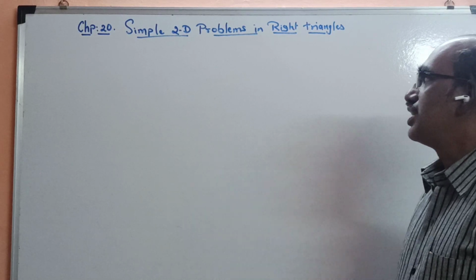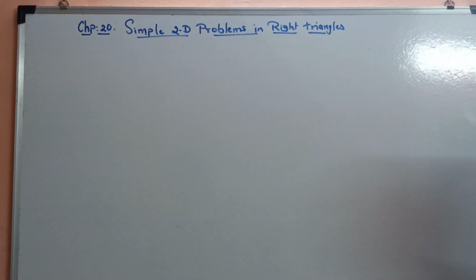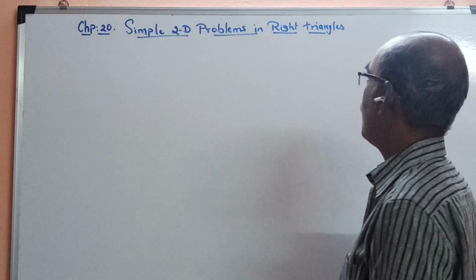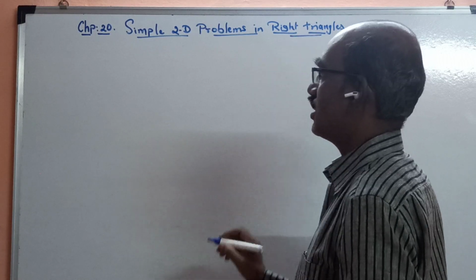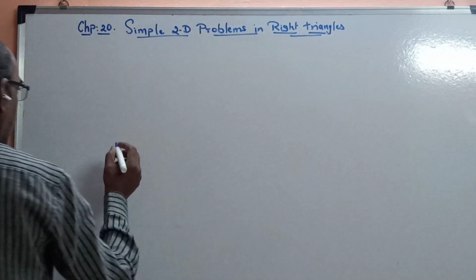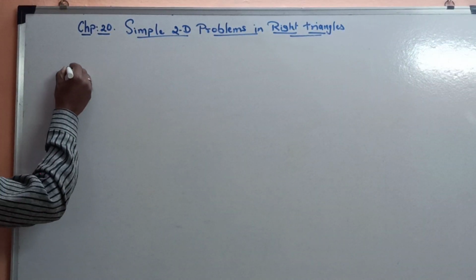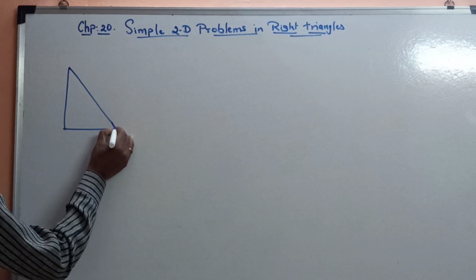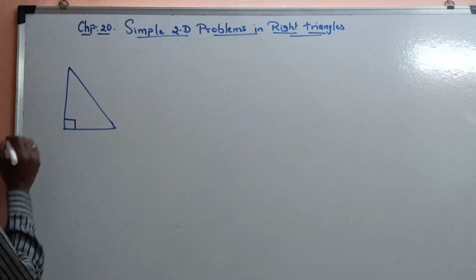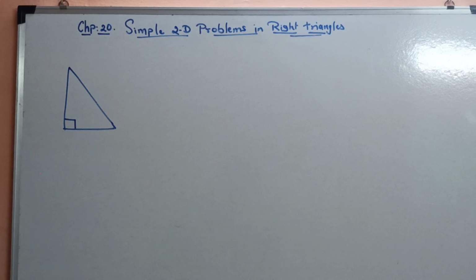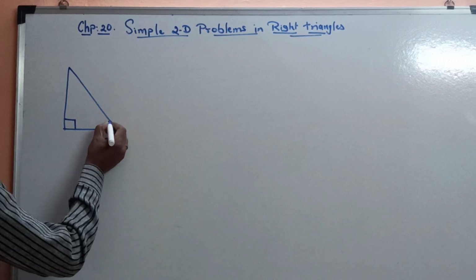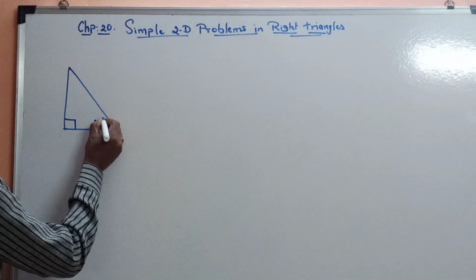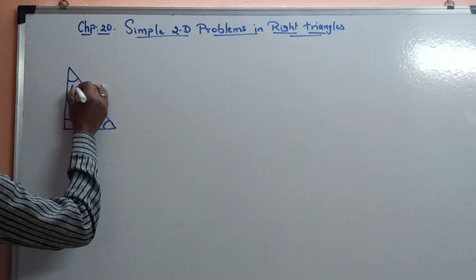We are going to study chapter number 20, simple 2D problems in right triangles. When we are talking about right triangles, you have to first understand what right angle triangles are. So you have a right angle. You can name this as 90 degree because it is a right angle triangle. This can be 30 degree, this can be 60 degree.